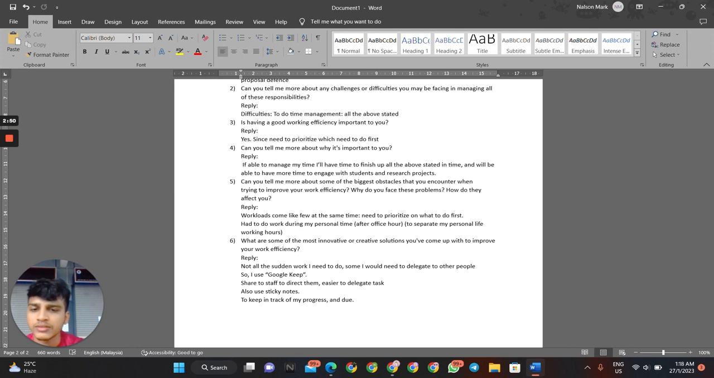Then, when asked about innovative or creative solutions they have come up with to improve their work efficiency, they said that for the sudden jobs that come, they do not always have to do it themselves. Some of the jobs given are just for them to delegate or direct other people to do. So she used Google Keep, a function where she is able to share the responsibilities or tasks given to her directly with the staff, making it easier for her to delegate the task to each of them.